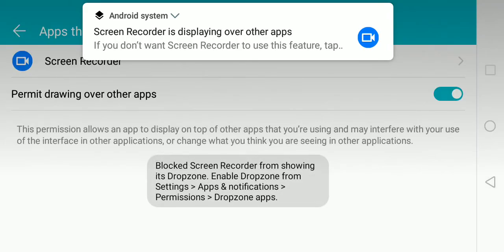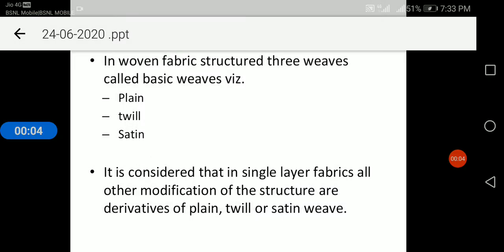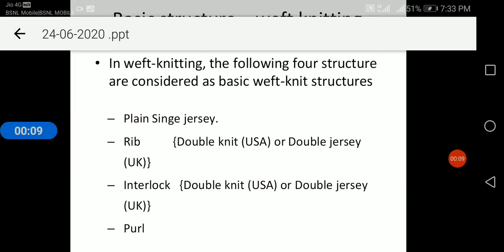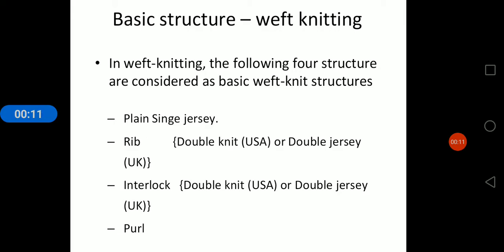Knitting technology, the second topic in our chapter. Here is the basic structure of weft knitting. Weft knitting has four structures that are considered basic weft knit structures: plain single jersey, and rib structure, which is a double knit structure in the USA or double jersey in the UK.